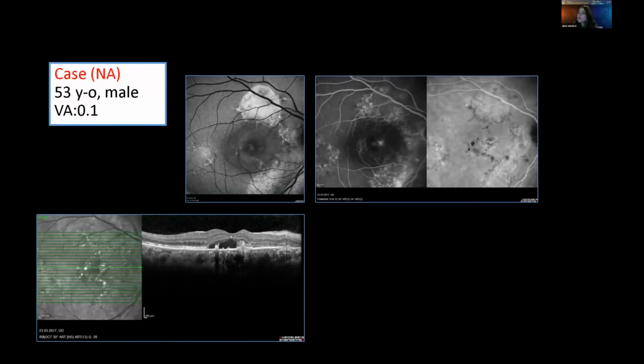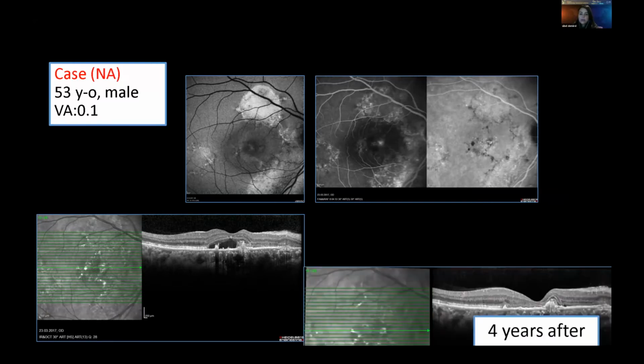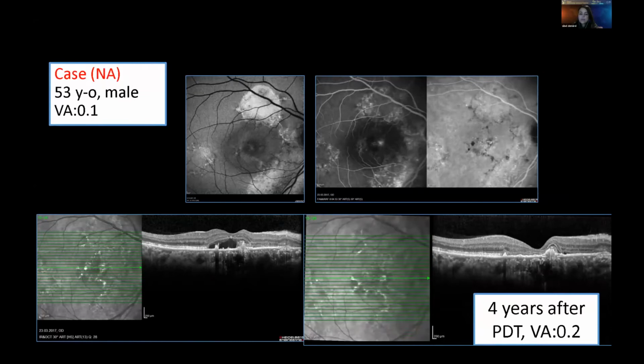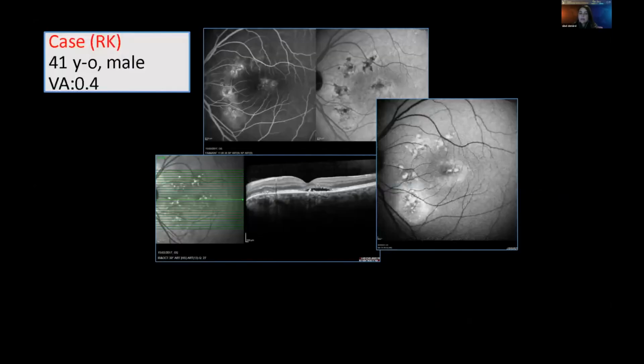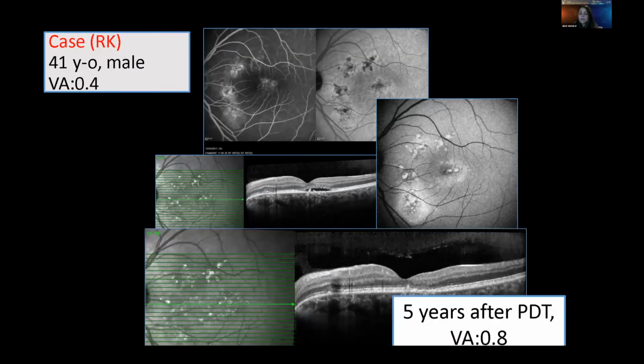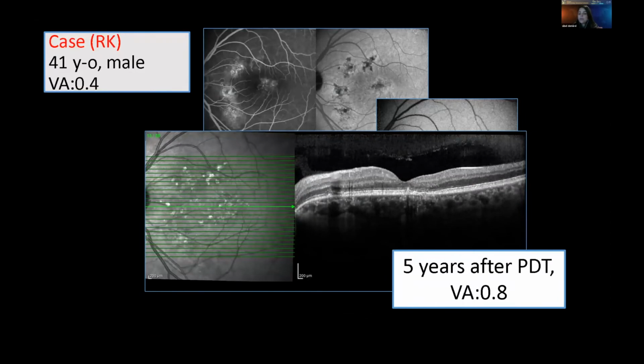Here are some results of extremely chronic cases that benefited from PDT treatment without any recurrence over 4 to 5 years. This is the first one, as you see here, after PDT without any recurrence for 4 years. And this is another one after one PDT session, 5 years without any recurrence in this case.